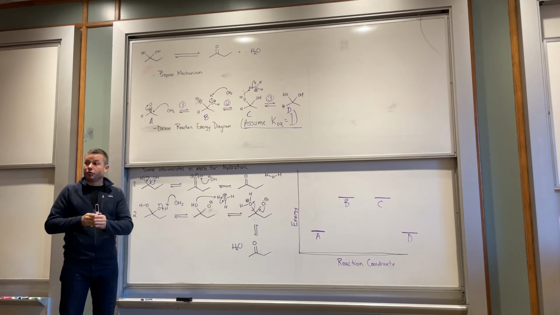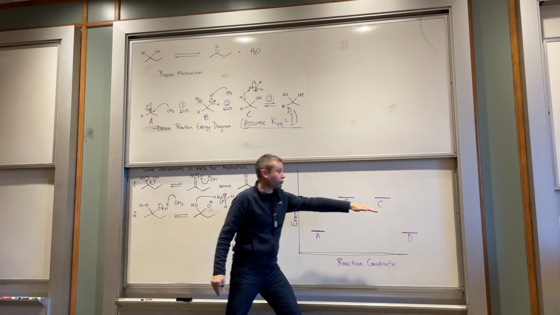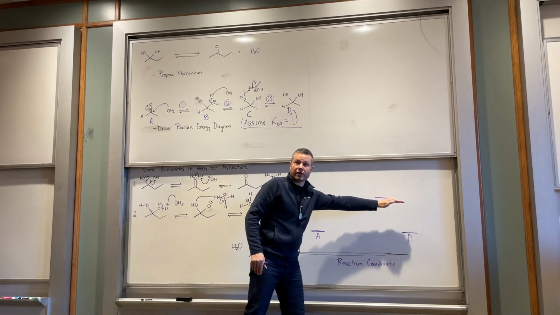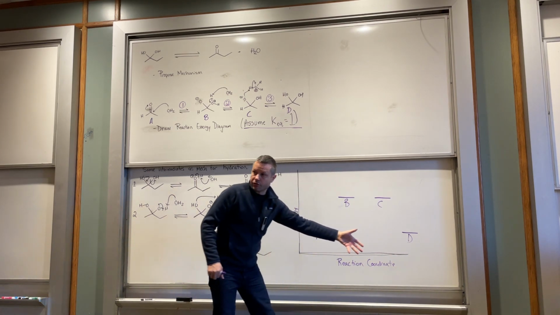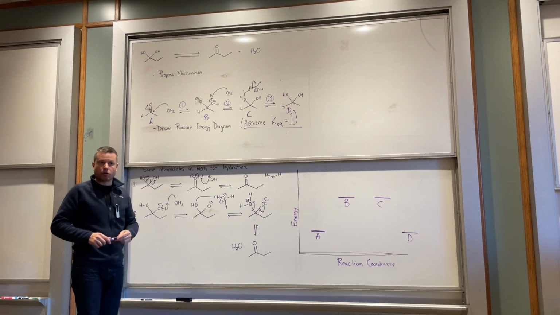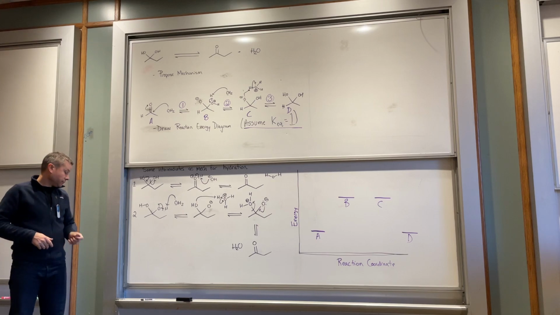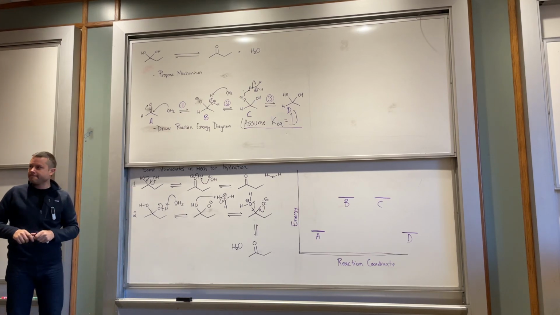If the KEQ is between 0 and 1, then D should be higher than A, right? If the KEQ is greater than 1, then this would be an exothermic reaction, and D would be lower than A. Right, questions about that? Yeah.